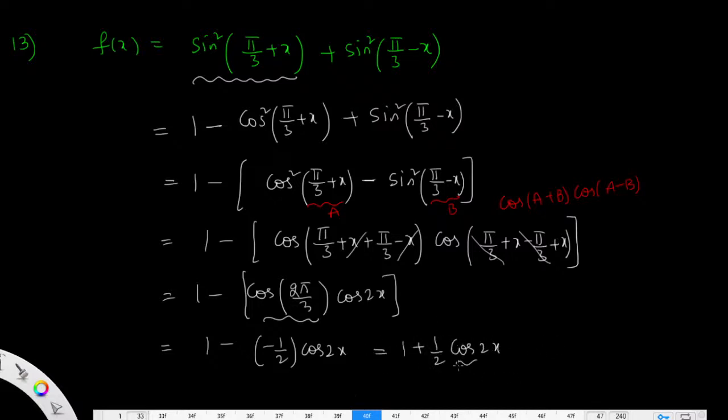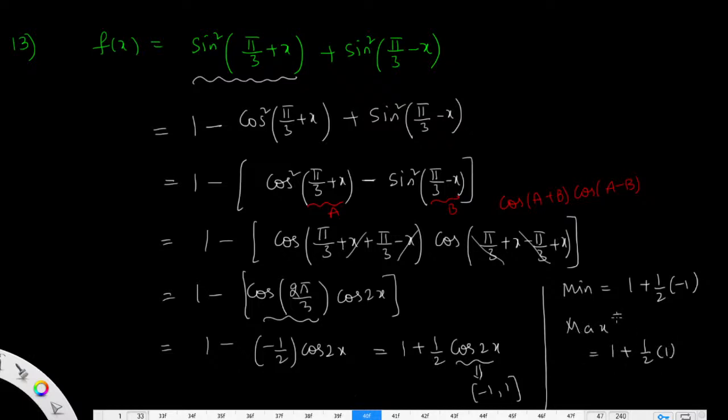The value of cos x always lies in the interval minus 1 comma 1. Therefore the minimum value is 1 plus 1 by 2 into minus 1, which is 1 by 2, and the maximum value is 1 plus 1 by 2 into 1, which is equal to 3 by 2. The options are given as 1 by 2 comma 3 by 2. Yes, correct, we got the correct answer. The range is 1 by 2 comma 3 by 2.